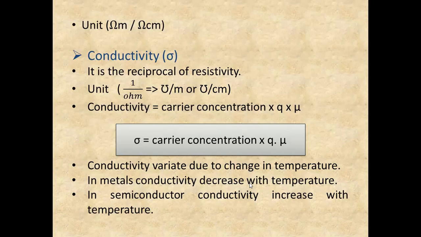And in semiconductors, conductivity increases with temperature. It's so because in a semiconductor, as we increase the temperature, the mobility of charge carriers decreases, and this will reduce the conductivity by a smaller value. At the same time, because of thermal energy, a number of covalent bonds will be broken, and an equal number of electrons and holes are generated, and this will increase the conductivity by a much larger value. So the net result is that conductivity increases. That's why conductivity increases with temperature.